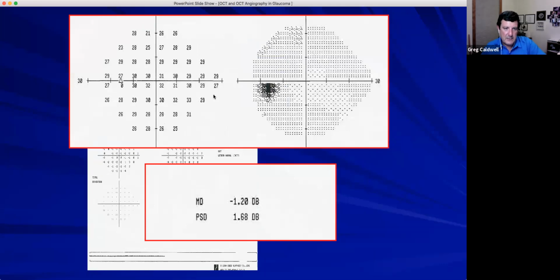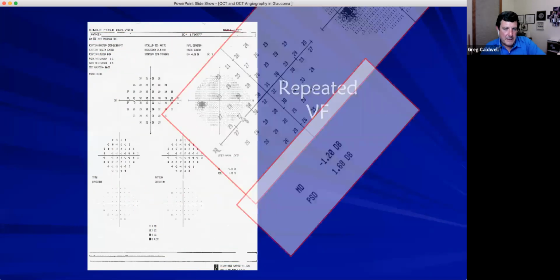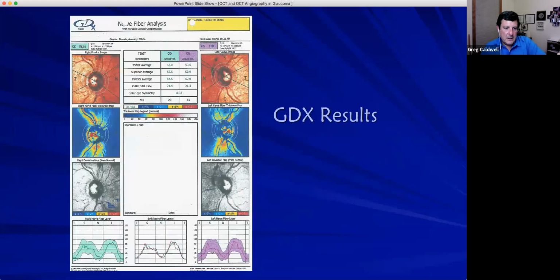But what you're seeing here now is the rim is not blocking the patient, and now you're getting the true reading. So now you have a very mild defect that's kind of scattered throughout the whole visual field. So that's what mean deviation and pattern standard deviation do. We ran the GDX at that time, and you can see the beautiful symmetry that's occurring in this, back then still T-SNP, on this patient.